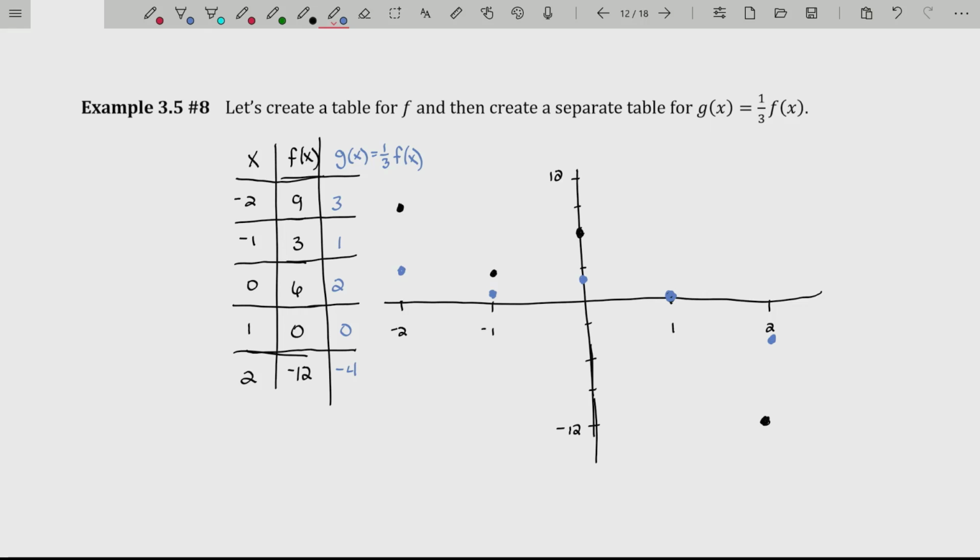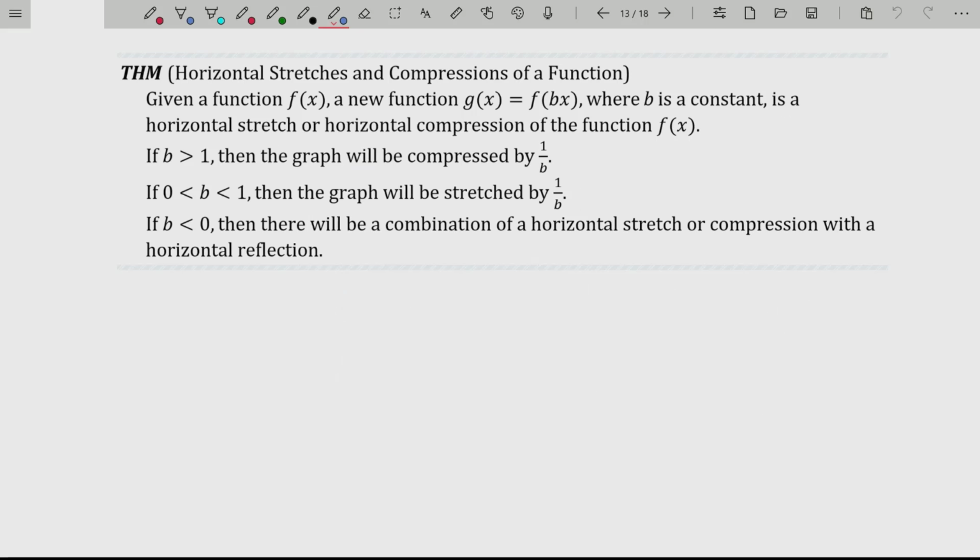And that's the idea with a compression. It just causes the y values to be closer to the x-axis. These are all 1/3 of the original distance to the x-axis. By the way, you could have done this in Desmos as well, but it's probably just better to do it by hand. Now, generally speaking, people are pretty okay with vertical stretches and vertical compressions.